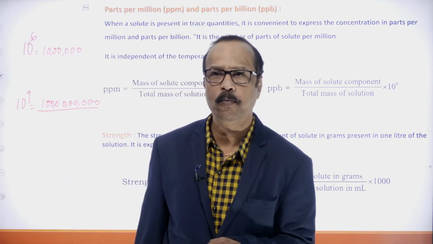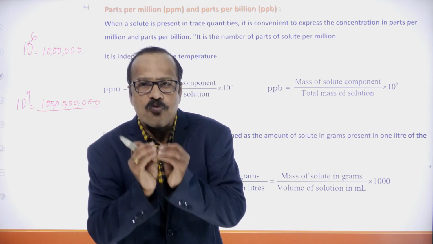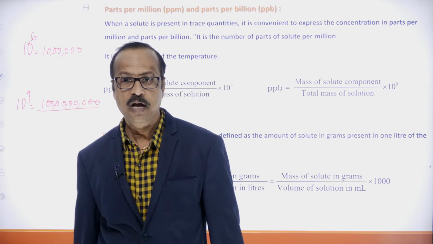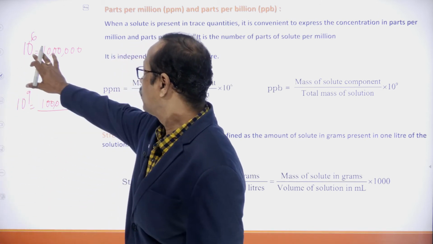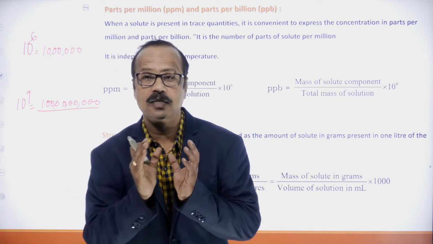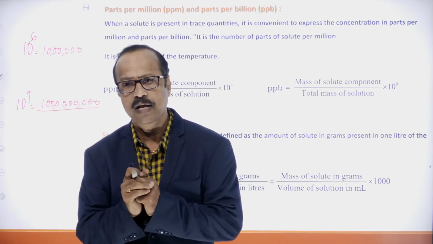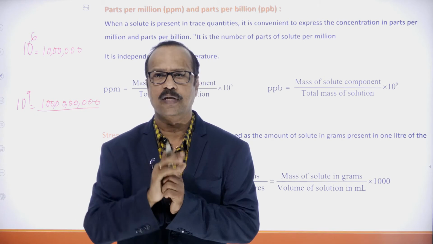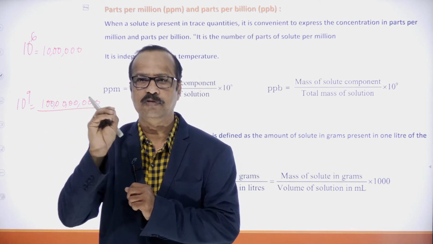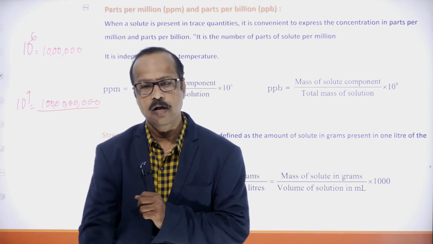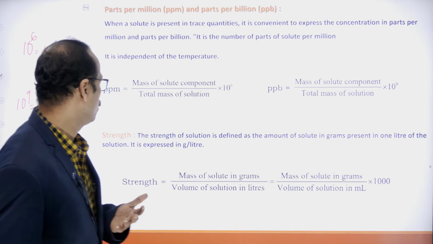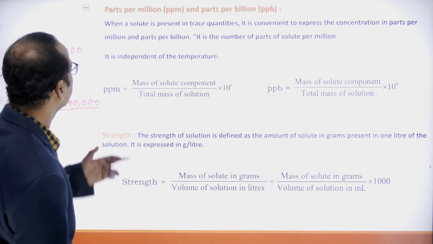In those 100 crores of particles, a few particles of solute are there. This is a solution. A solution contains, say, 10 lakhs of particles, and the solute particles are only a few. Then we can express that concentration in terms of ppm or ppb, parts per million or parts per billion.